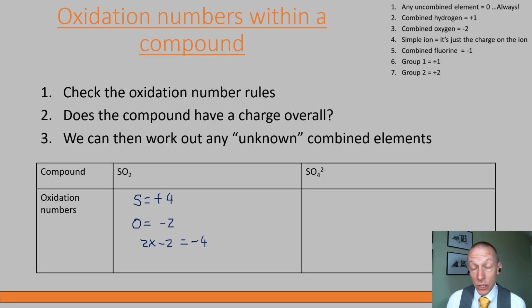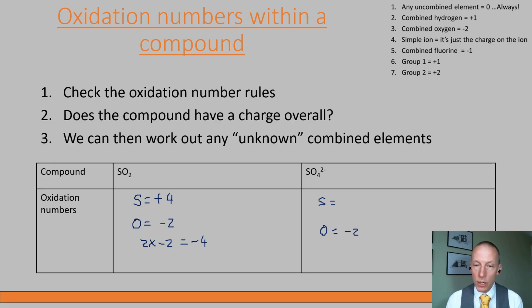Let's look at our second example here, which is the sulfate ion. Again, it contains sulfur and oxygen, and this really illustrates how sulfur can have different oxidation states, because we're going to end up with something different here. First of all, we check our rules, and we see that oxygen is within those rules with its -2 oxidation state. We look at the charge overall and see that overall that sulfate ion has a charge of -2.